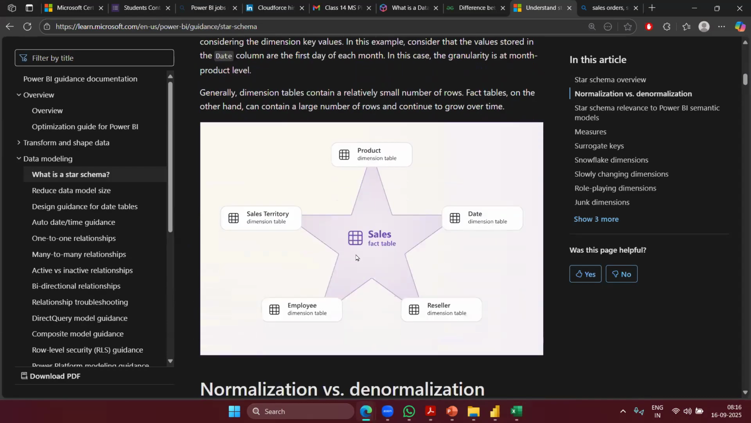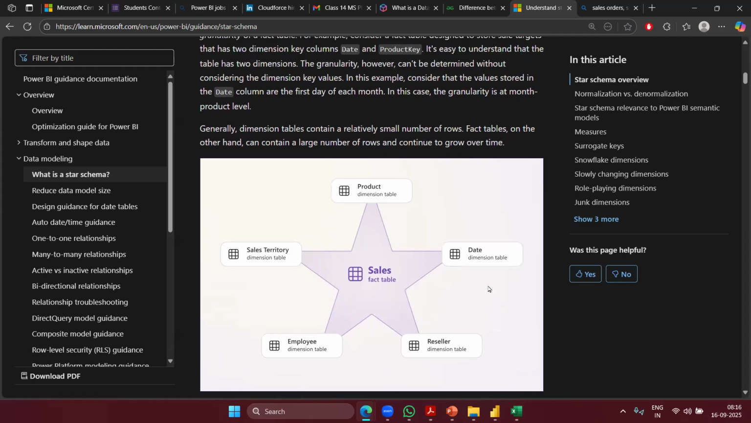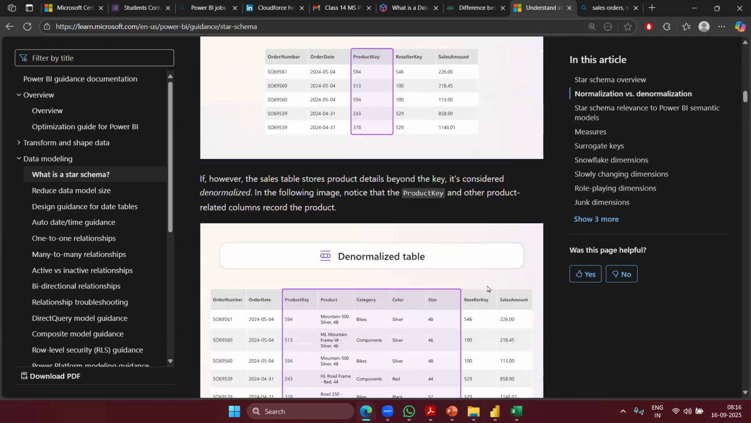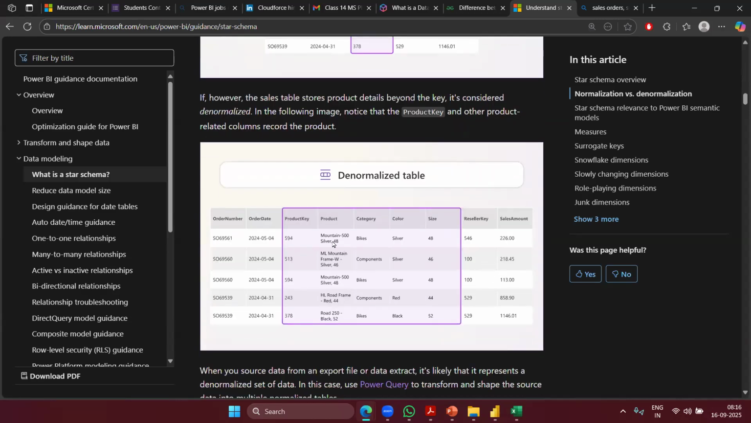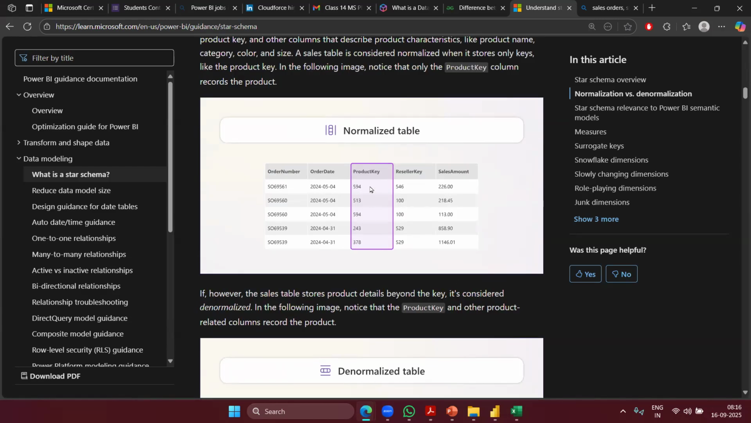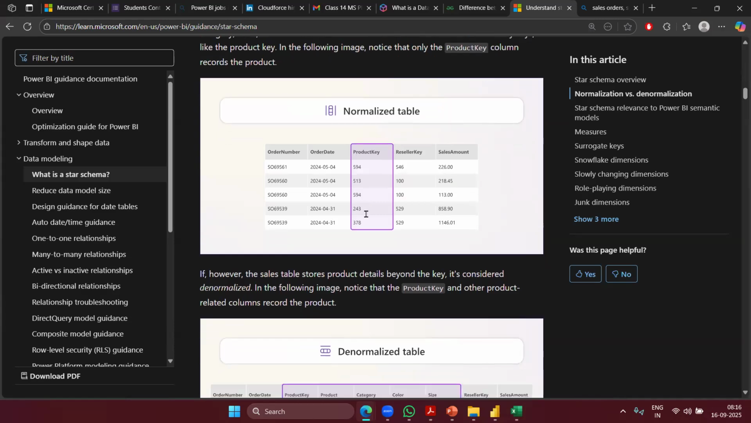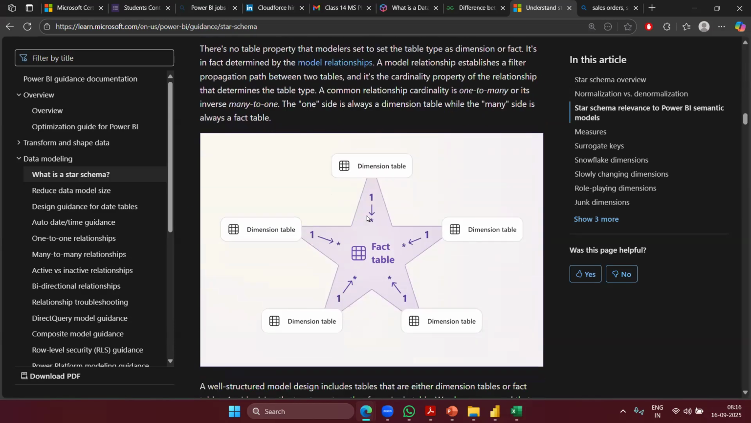And if this relation is just one level, we call it a star schema because it looks like a star. Whatever we discussed, same thing. In a denormalized form, you will have all the details clearly mentioned, repeating, whereas in the normalized form, we will just keep the product key, a unique value of it.